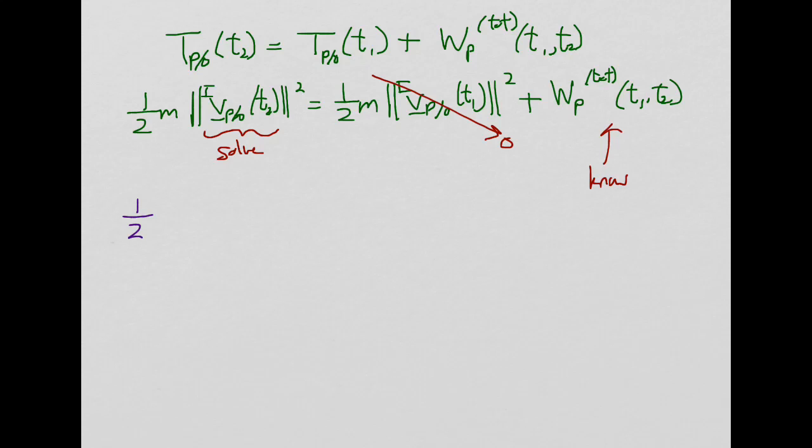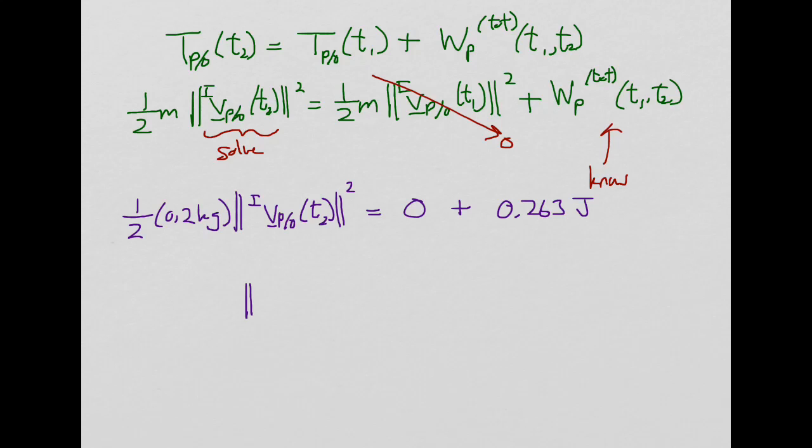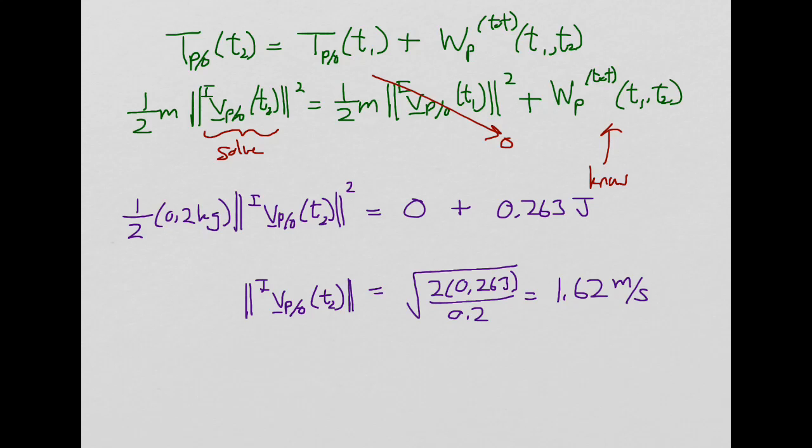And so we get 1/2 times 0.2 kilograms multiplied times the velocity of P with respect to O as observed in the inertial reference frame at time 2, which is our speed at time 2, squared. And this is equal to 0 because there is no speed at time 1, and then we'll add to this the work that we just calculated, which is 0.263 joules. And so we get that the magnitude of the velocity of P with respect to O at time 2, as observed in the inertial reference frame, is equal to the square root of 2 times 0.263 divided by 0.2. And this gives us 1.62 meters per second. And so our speed at time 2 is 1.62 meters per second.